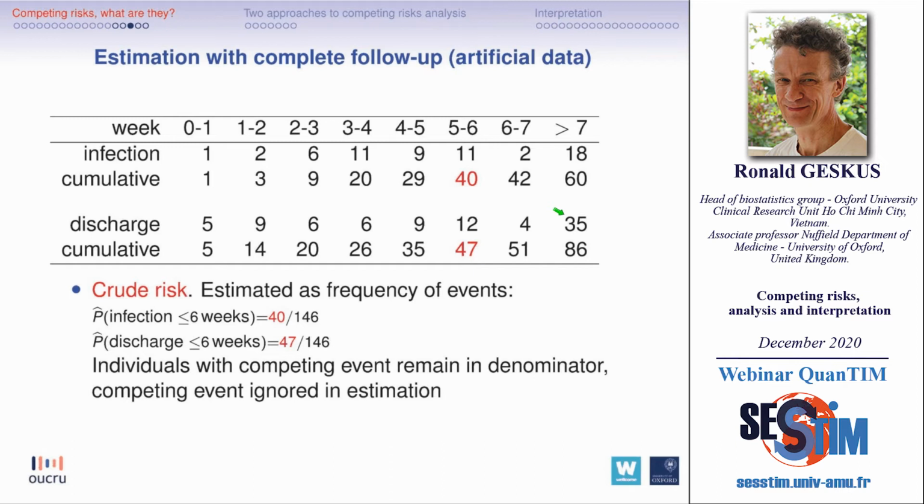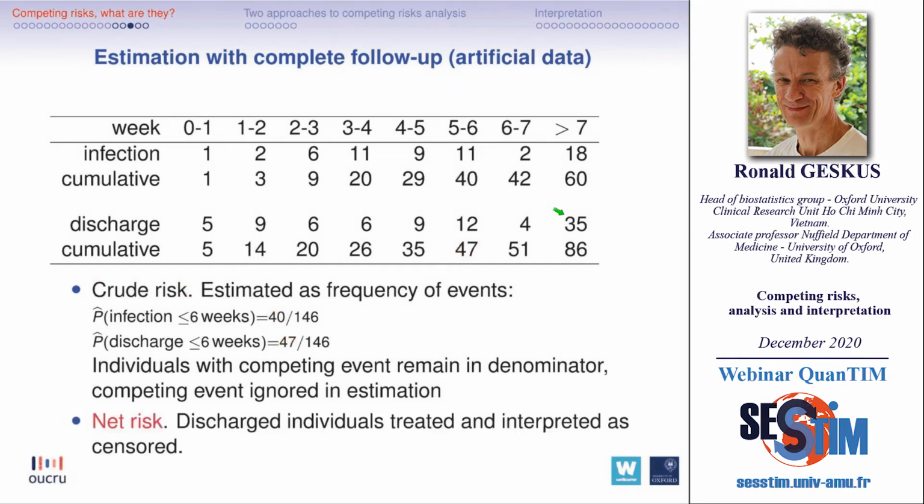So what is important to observe here is that individuals with a competing event continue to be included in the denominator. So this is what I mentioned before, one of the approaches to competing risk. Basically, we ignore the occurrence of the competing risk in the estimation. Individuals that are discharged remain in the denominator.